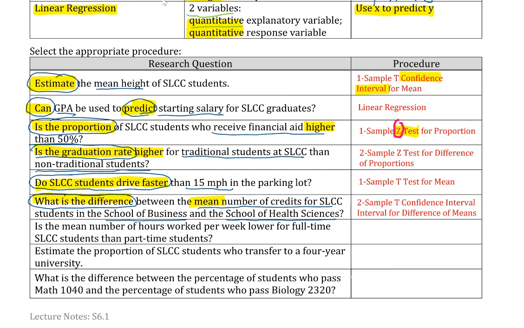Our next research question asked, is the mean number of hours worked per week lower for full-time students than for part-time students? Here we're being asked, is the mean different? We're being asked to test a claim about the mean number of hours for full-time students and for part-time students. Because we're being asked to test a claim about the mean number of hours between these two different groups, we will look at a two-sample t-test for the difference of means.